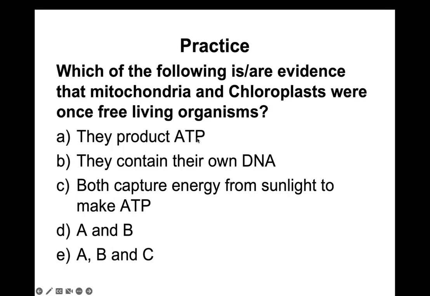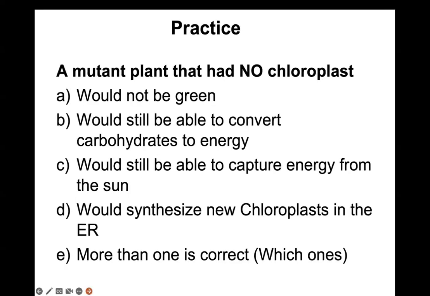They do produce ATP. That's a correct statement. We know that mitochondria have their own DNA. So B is a correct statement, but so is A. Chloroplasts produce, oh, they don't produce ATP. Oh, brain, think now. They do have to produce ATP a little bit. So chloroplasts do produce a little bit of ATP in the production of the glucose. So D is the correct answer. A and B are correct. C is incorrect, which I think everybody caught, because they both don't capture energy from the sunlight. The mitochondria doesn't get its energy from the sunlight. It has to get it from another source.